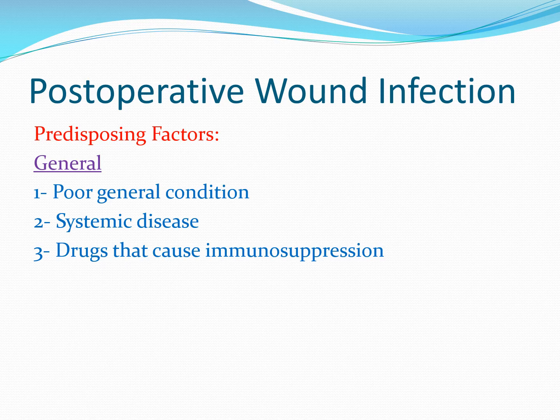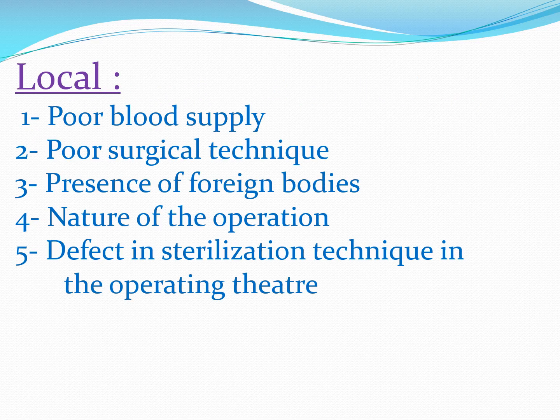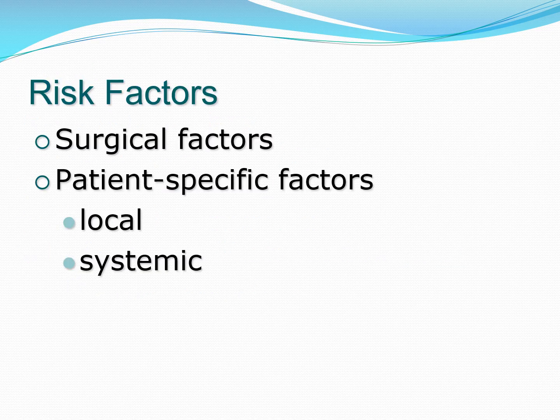The predisposing factors are general predisposing factors such as poor general condition, drugs that cause immune suppression, or systemic diseases, or local factors such as poor local blood supply and poor surgical technique. The nature of the operation itself can add to the development of the infection. Defects in sterilization techniques in the operating theater or poor surgical techniques can all contribute to the occurrence of wound infections.